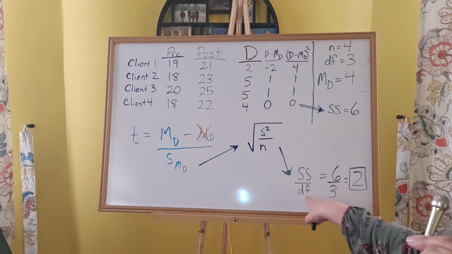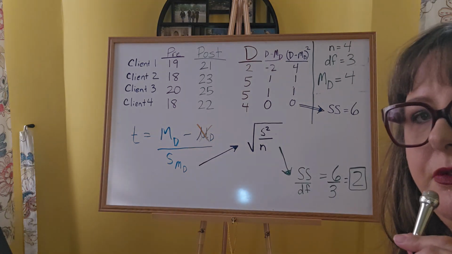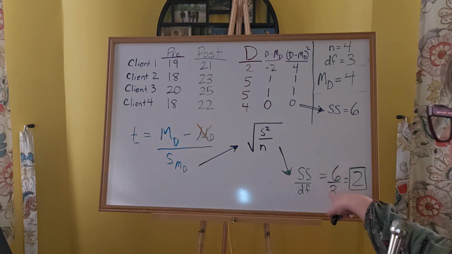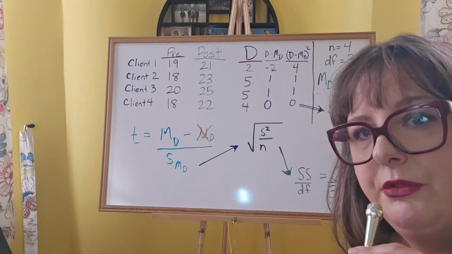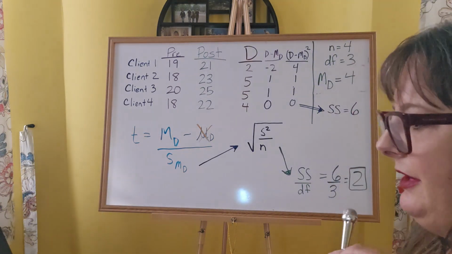So remember, variance is sum of squares over degrees of freedom. So that would be 6 over 3 because degrees of freedom is n minus 1, n equals 4. 4 minus 1 is 3.